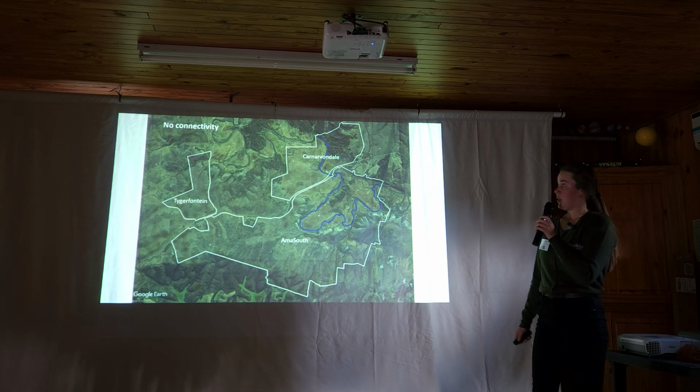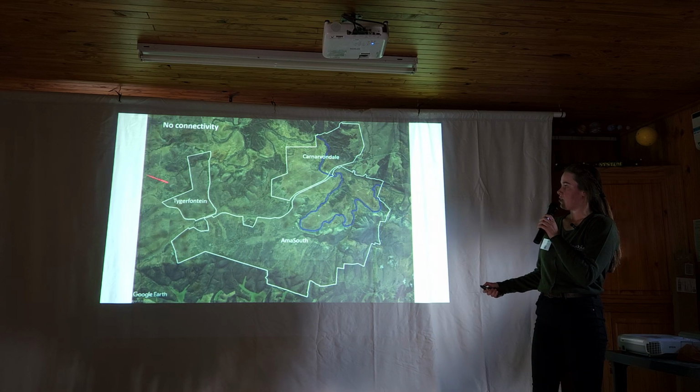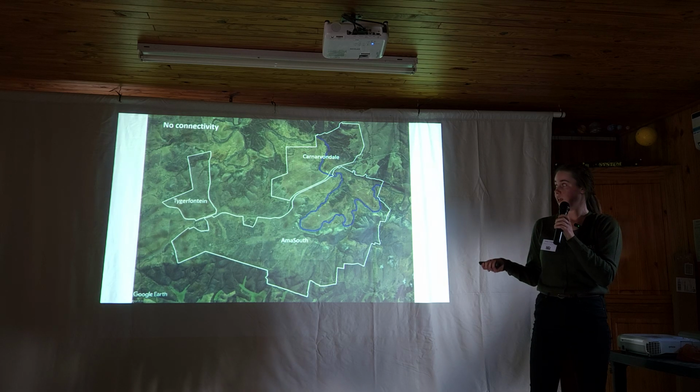So this was the map before August 2024. The N2 runs in the middle and cuts off these northern sections from the southern section. There is a small tunnel under the N2 here, but it's not big enough for elephants to fit through. And then there was no connectivity between these two sites. So the elephants were only on South before August 2024.